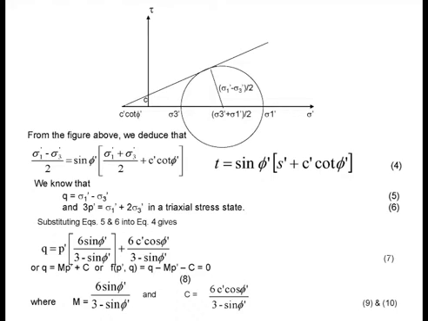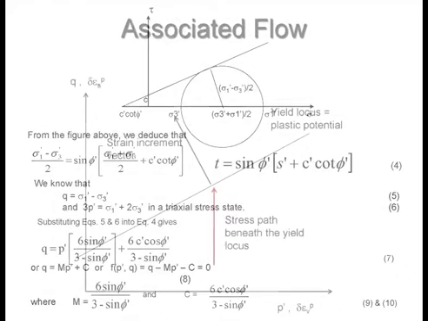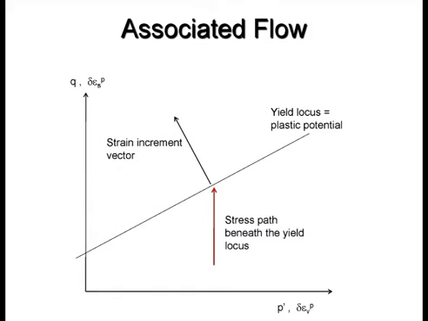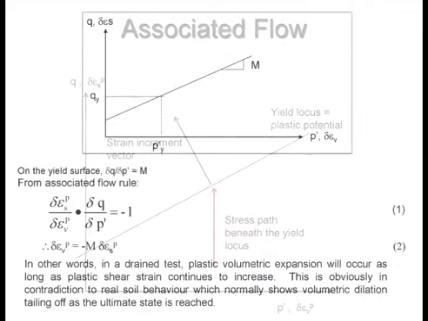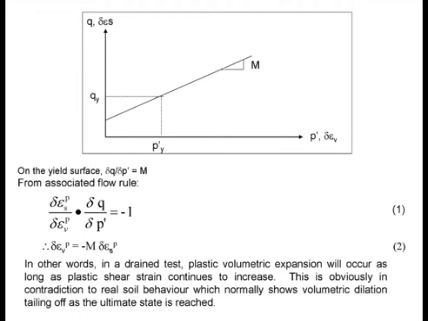Alright, and M in this case is 6 sine phi dash over 3 minus sine phi dash. Is that okay? Alright, so that is how the M comes into the picture. So when you draw a line, say this is the U locus, then the gradient of this is M. Typically, in a triaxial condition, is M. Clear? Okay.